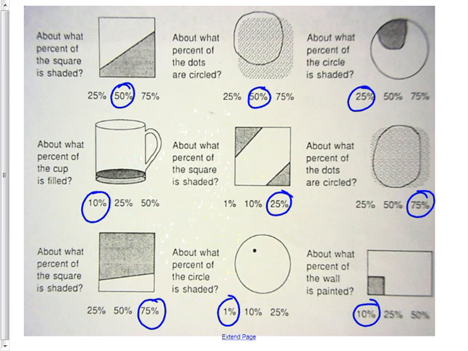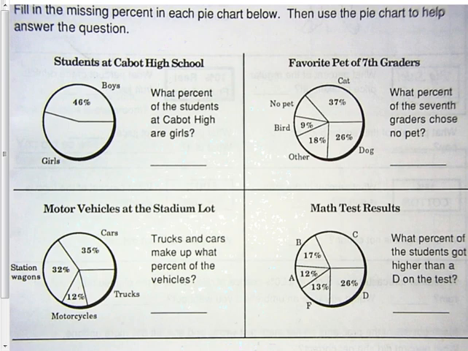Now, a couple of other concepts to think about. We're just going to look at 1 or 2 of these. When you look at this, it says fill in the missing percent in each pie chart below. Then use the pie chart to help answer the question. So students at Cabot High School, 46% are boys. The question says what percent of the students at Cabot High are girls?